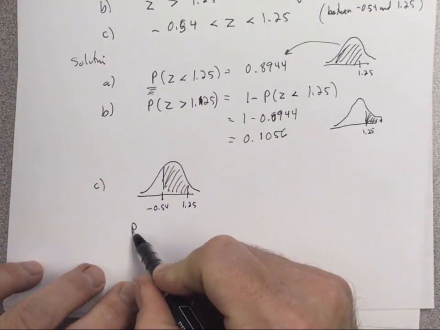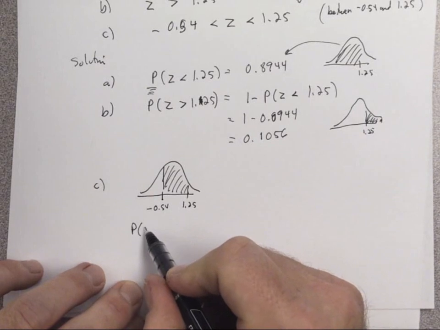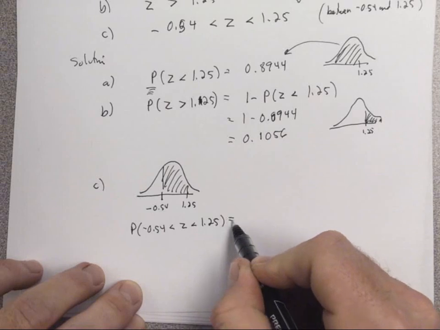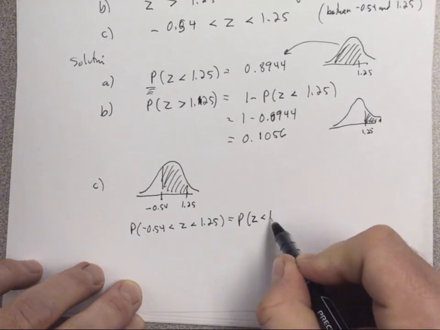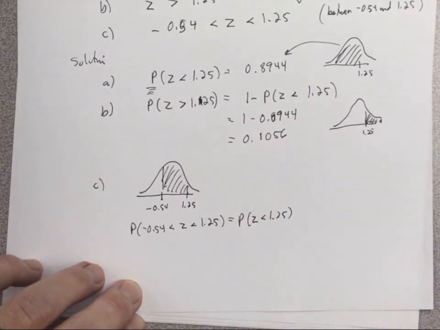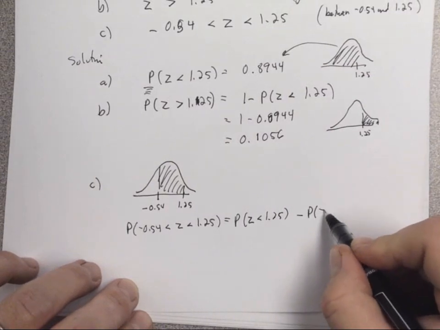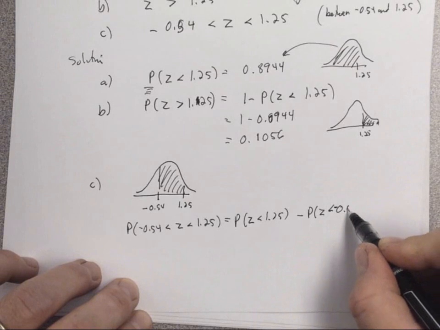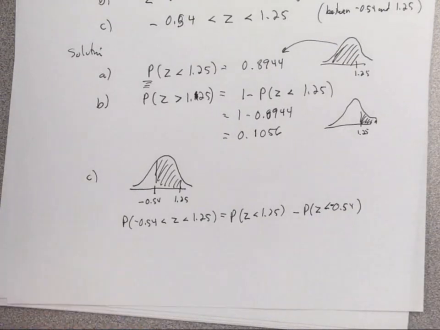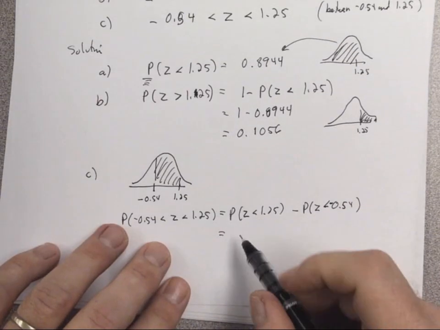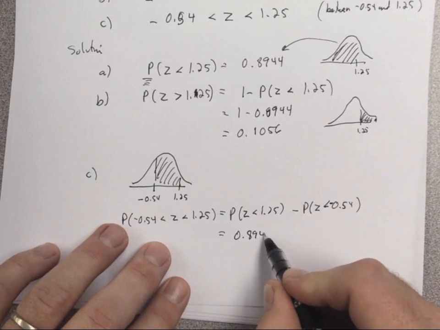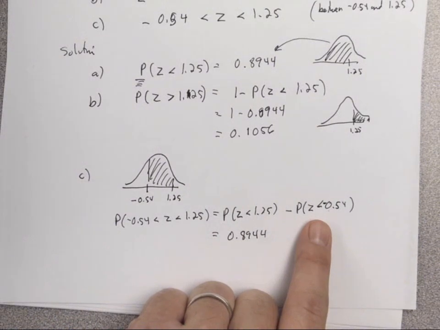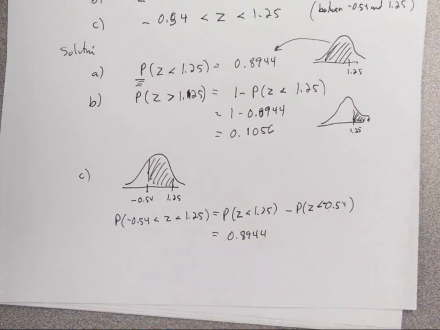So the probability that negative 0.54 is less than z, which is less than 1.25, is going to be the probability that z is less than 1.25, because that gives us our bigger area, minus the probability that z is less than negative 0.54. Okay, so I already know the area to the left of 1.25. I've already found it. Can you guys find me this one? Take a second. I don't want to say what it is. I want you guys to find negative 0.54 just to make sure you can do it, okay?